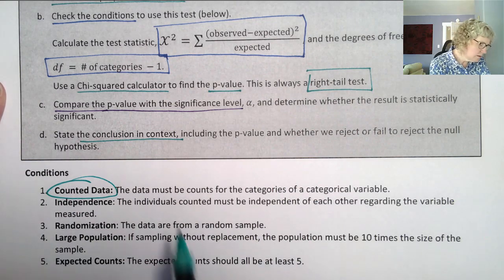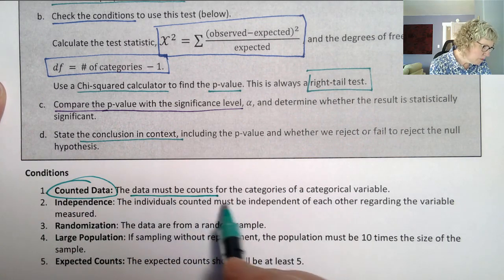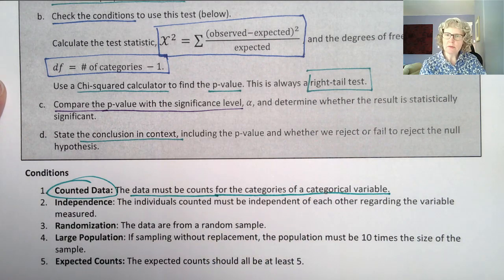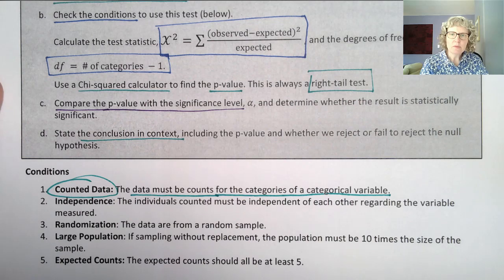Counted data. The data must be counts for the categories of a categorical variable. Okay, it's possible someone might have a different kind of data and try to use a goodness of fit test, but it doesn't really work because they're not actually counts. Okay, so that's important. Always double check that.